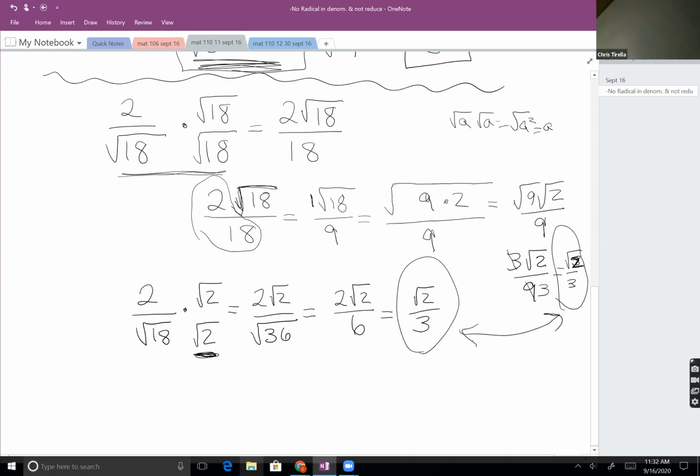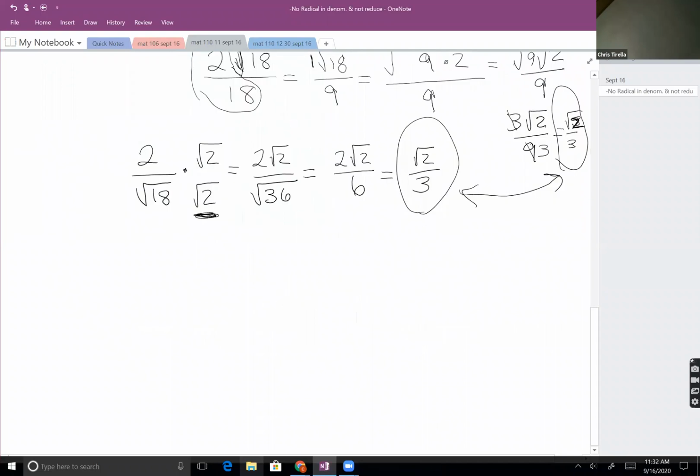It doesn't matter. Both take you to the same place. It depends on what your number sense is like, how good you are with knowing your perfect squares and knowing your times tables, which one's easier for you. Okay? All right. Let's do one more of these.